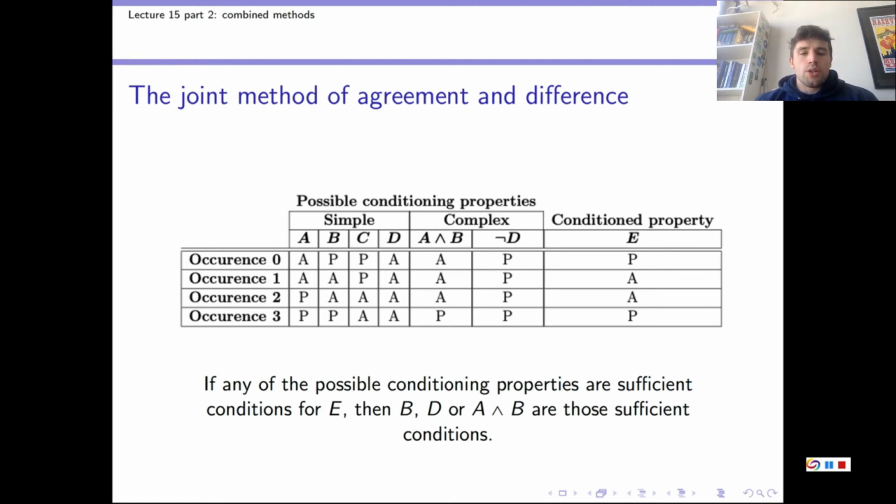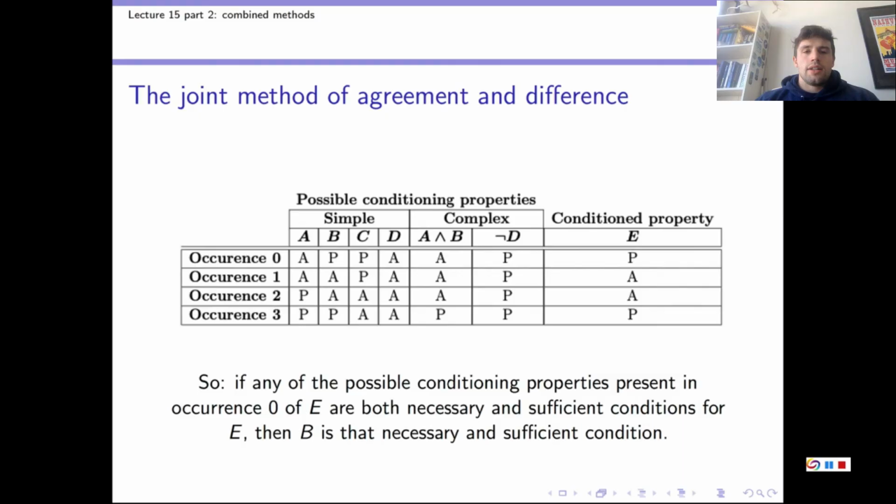Since we're applying the joint method of agreement and difference, let's suppose we are interested in the strongest possible conclusion we can make. That is, we want to know which, if any, of the possible conditioning properties present in occurrence 0 of E are both necessary and sufficient conditions for E. So here is a question. Now, it's only B. Why?